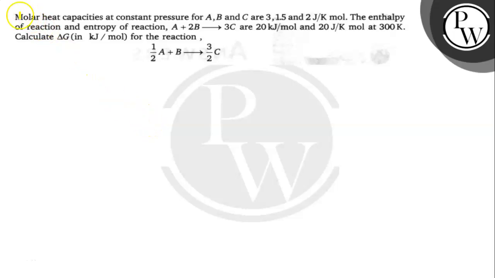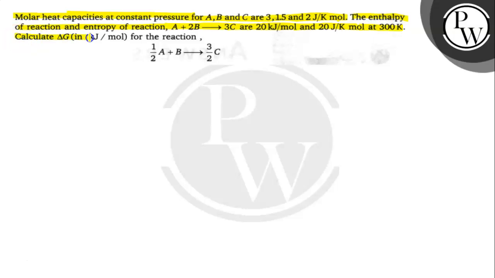So let's read this question. The question says that the molar heat capacities at constant pressure for A, B and C are 3, 1.5 and 2 joule per Kelvin mole. The enthalpy of reaction and entropy of reaction for A + 2B gives rise to 3C are 20 kJ per mole and 20 joule per Kelvin mole at 300 Kelvin.